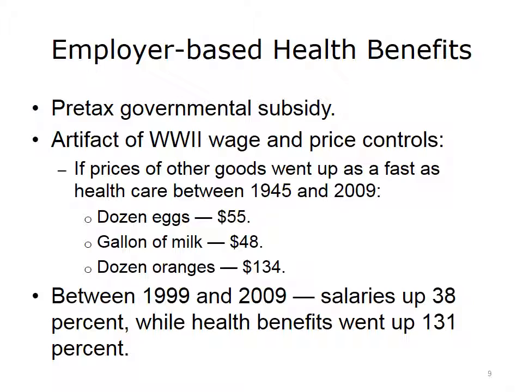As you can see from this slide, the inflationary impact of this benefit turned out not to be trivial. If these commodities inflated at the same rate as healthcare costs from 1945 to 2009, a dozen eggs would cost $55, a gallon of milk $48, and a dozen oranges $134. Another way to look at it is that salaries between 1999 and 2009 went up 38%, while healthcare costs went up 131%.